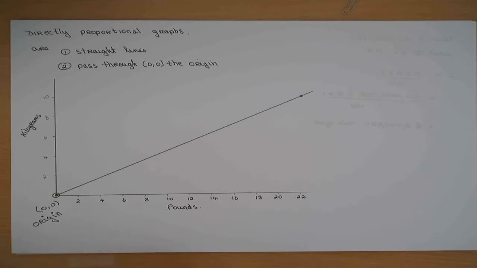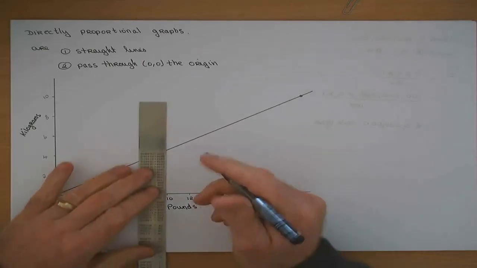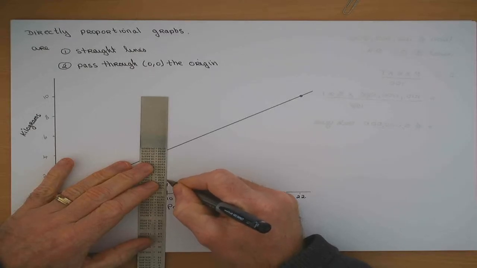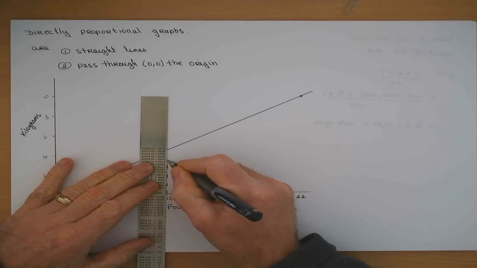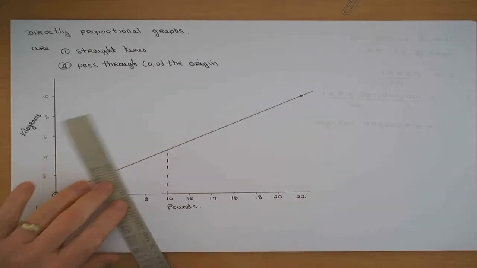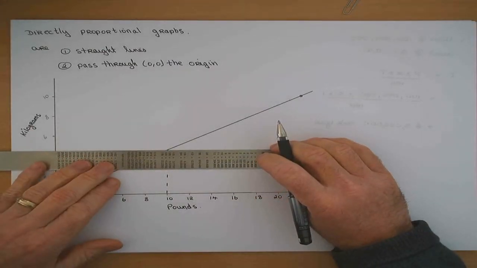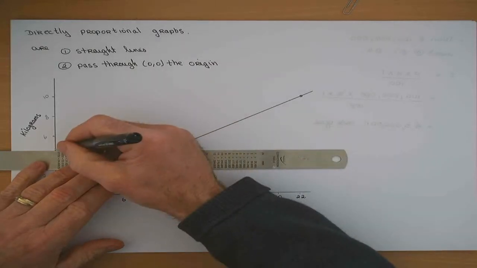What can you do with them? Well, then you can read information. This is pounds and kilograms, right? So if I have 10 pounds, how would I find out what 10 pounds is in kilograms? I'll go up to the graph, and then I'd come across that. Now, of course, graph paper will give me a more accurate answer.